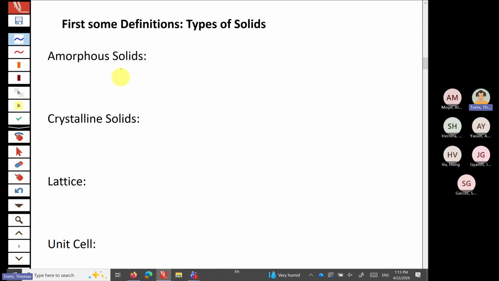But first, there's two broader categories that we want to consider. So there's amorphous solids, which are solids that have no regular structure. So in an amorphous solid, the atoms or molecules that make them up are randomly arranged.